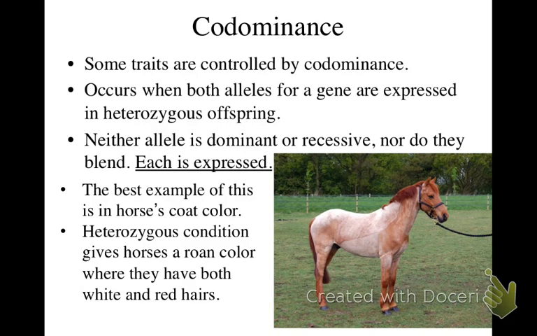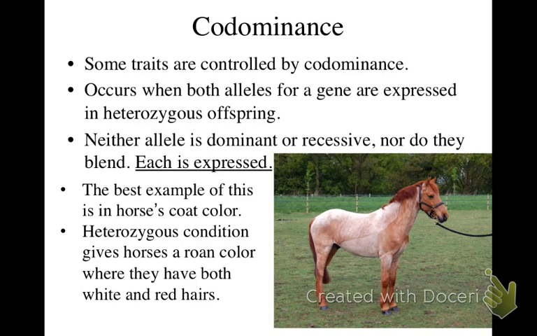So the last thing is codominance. Codominance is very, very similar to incomplete dominance. The thing that's different is both traits are being expressed. So instead of the blending, where the red and white blended together to make pink, you would actually see red and white. That wouldn't blend together, you would see both traits. So neither allele is dominant over the other, nor do they blend together.